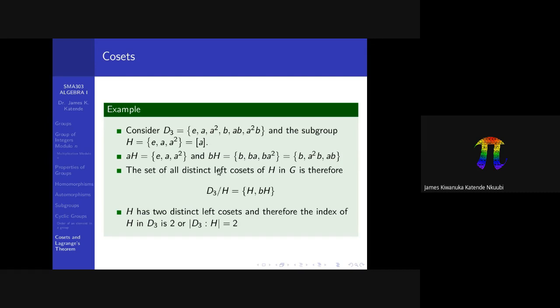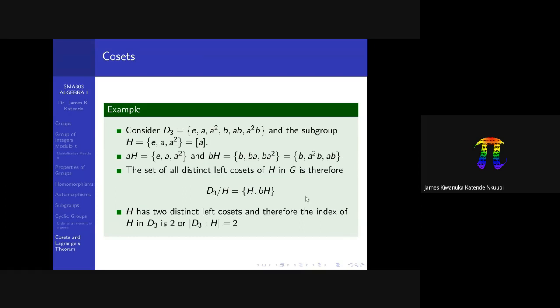So we try to get the left cosets of H. One of them is H itself. We can get it by getting any left coset determined by one of the elements already in H. So we pick AH, which gives us this as one of the left cosets, and BH gives us this as our second left coset. So the set of all distinct left cosets of H in G simply consists of these two, AH, which is equal to H, and BH, which is the second.